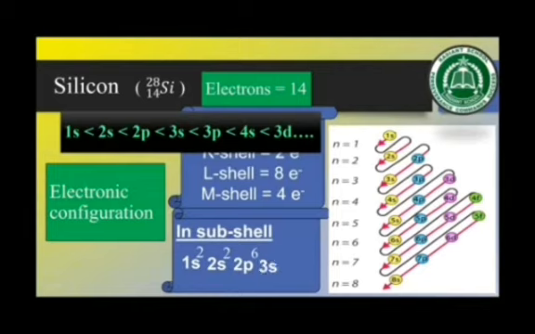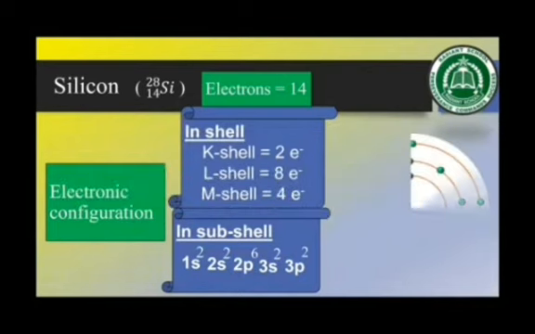Can I write 4 with s? No, because the s subshell can accommodate only 2 electrons. So 3s2. The remaining 2 electrons will go in the next one, that is 3p. 3p will get 2 electrons. So the electronic configuration of silicon is 1s2, 2s2, 2p6, 3s2 and 3p2.